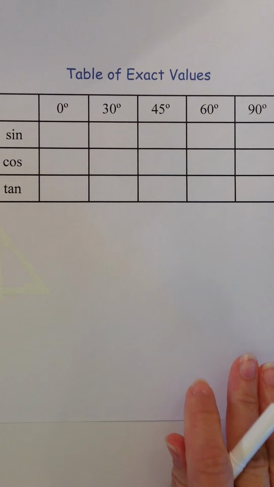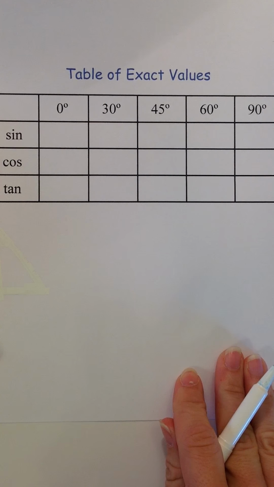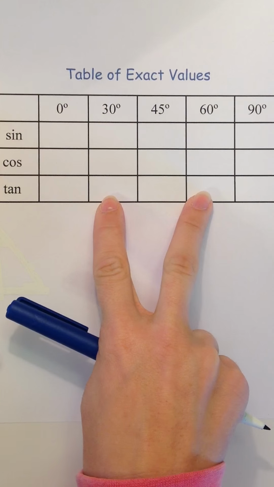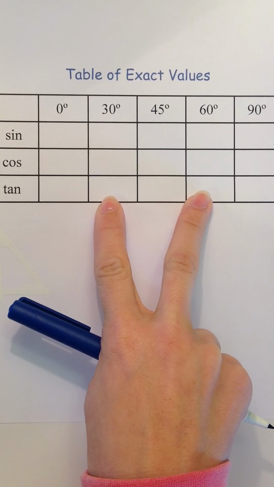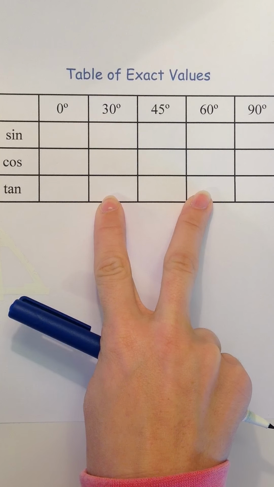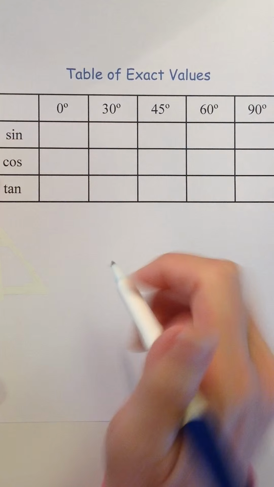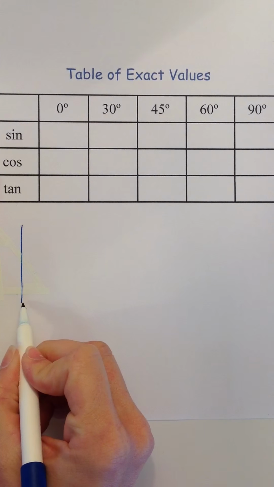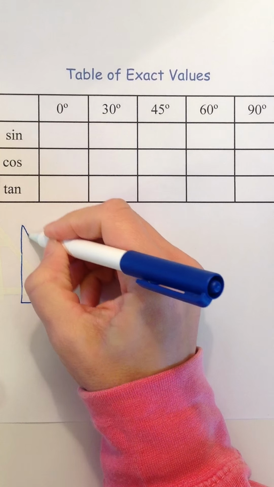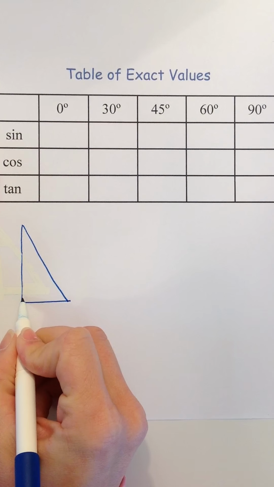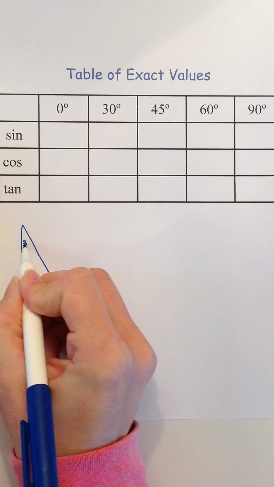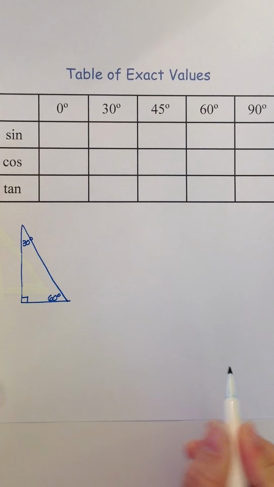In this lesson, we're going to learn the values of some of the angles that we're going to be working quite a bit with. The first two columns of this table that I want to fill out are the 30 degree and the 60 degree angle, because that's going to come from your 30-60-90 triangle, which we had learned about earlier. So this is my 60 degree angle, and this is my 30 degree angle.